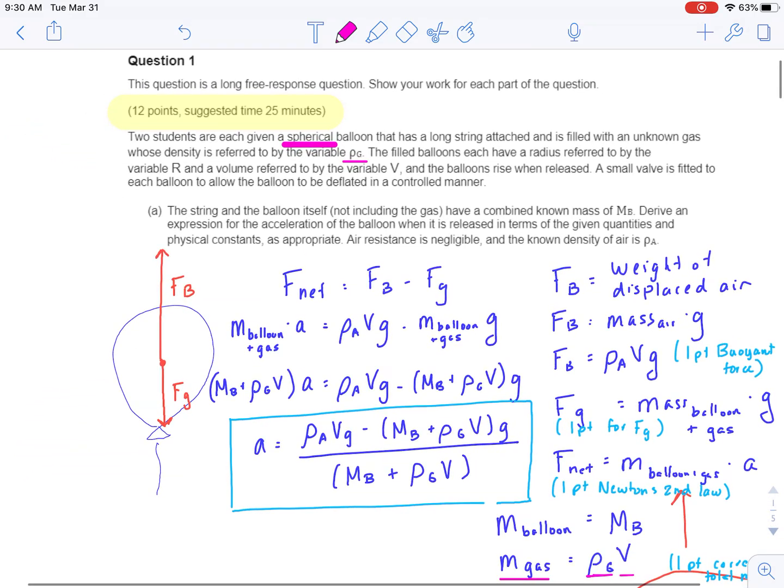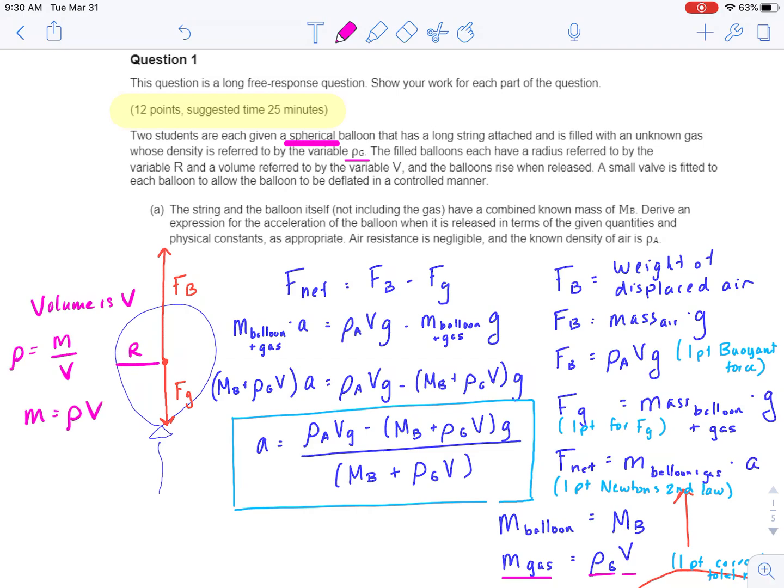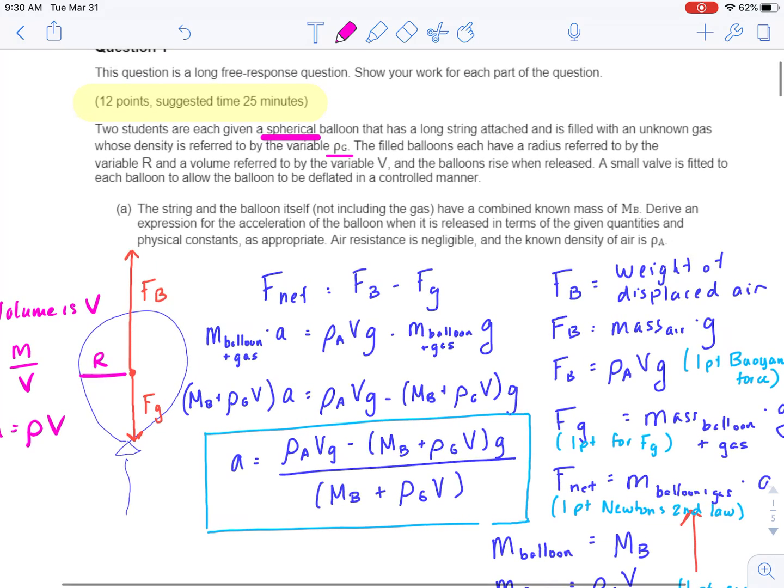So here I drew a picture of one of the balloons. I really should have drawn a sphere. The radius is r, and the volume is v. And again, remember that density is mass over volume. So mass would be equal to density times volume. The fitted balloons have a, let's see, blah, blah, blah.